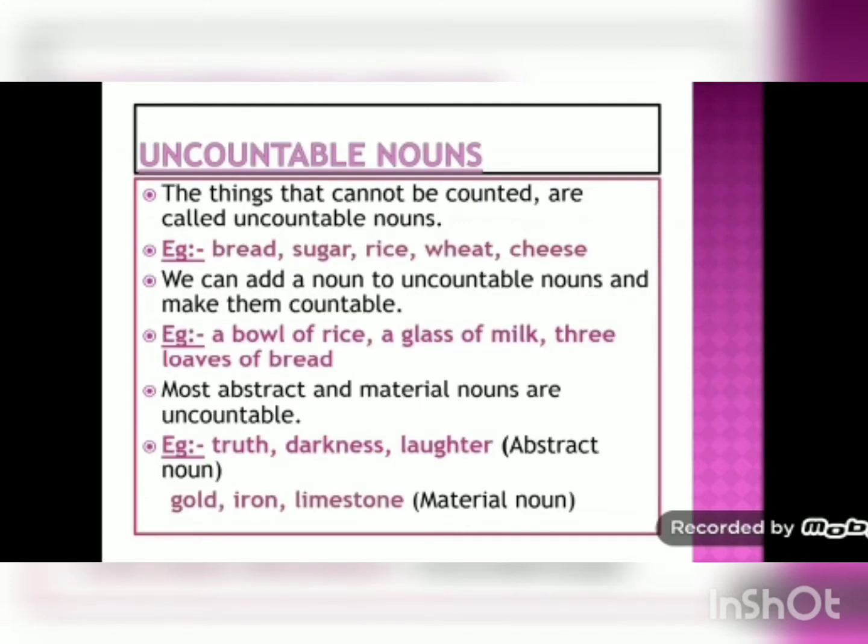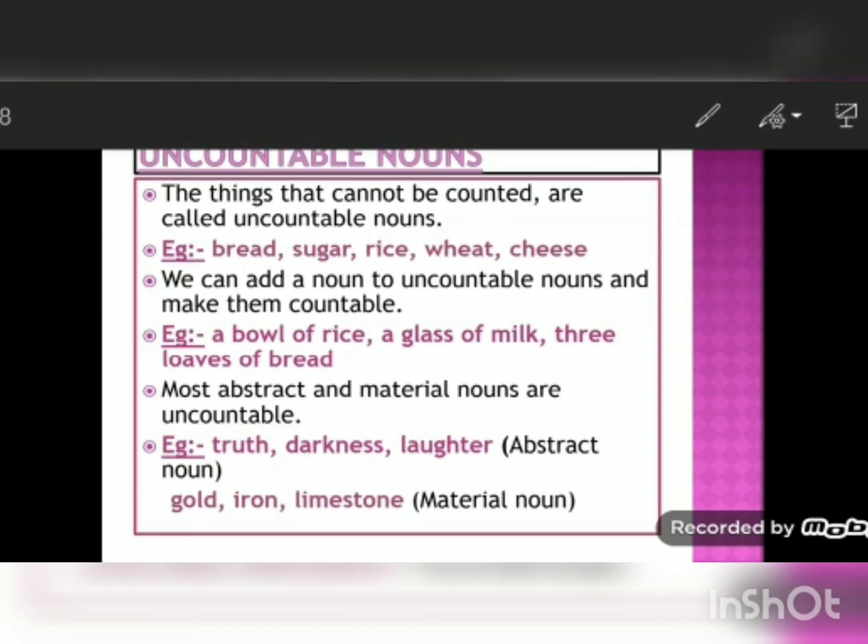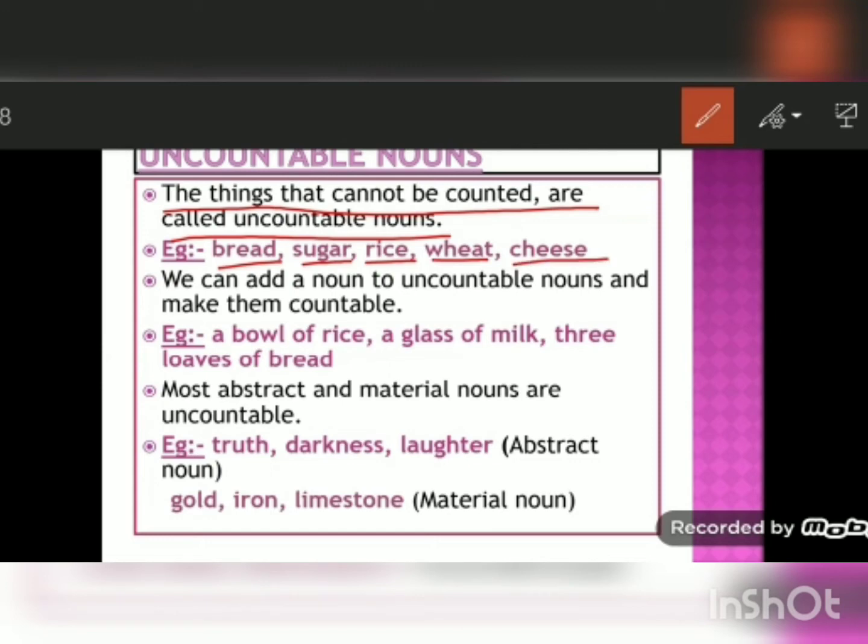Next come to uncountable nouns. From the word uncountable we can understand the meaning. The things that cannot be counted are called uncountable nouns. So the things that we cannot count are called uncountable noun. For example, bread, sugar, rice, wheat, cheese. So these are the examples of uncountable nouns.